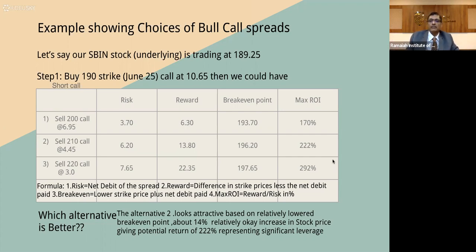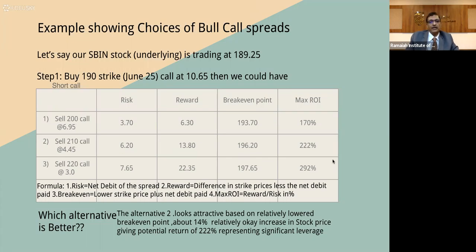And my ROI is 170%. How have I arrived at 170? The reward upon risk, so 6.30 divided by the risk 3.70, as a percentage. So this is what I have listed. The second alternative could be that I sell a 210 call at 4.45. Again, these prices are realistic figures based on Friday's closing prices. My maximum ROI is 222%.